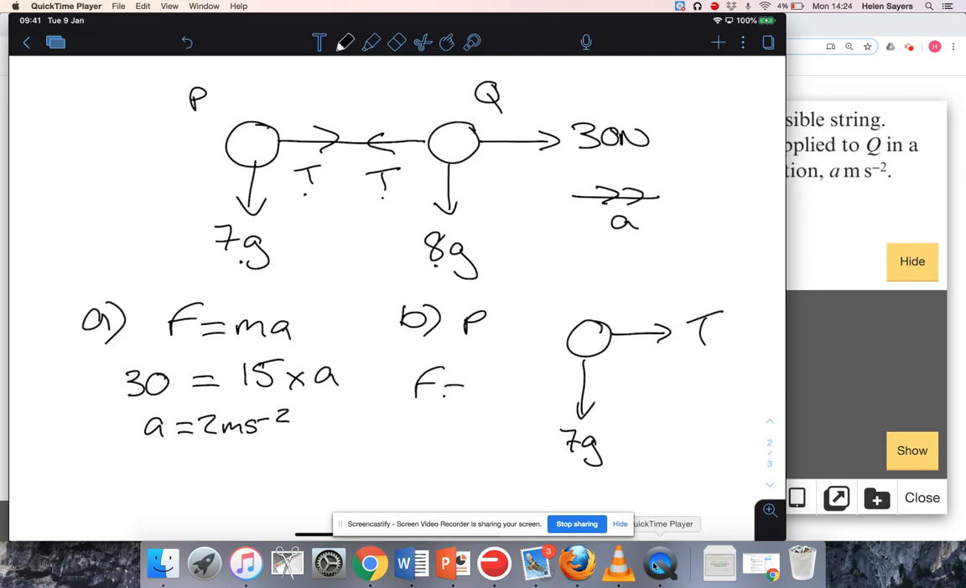So if I do F equals ma just on P, the only force acting on P is the tension, the mass of P is 7 kilograms, we've just worked out that the acceleration is 2, and obviously every part of that body is moving with an acceleration of 2 meters a second squared, so the tension is 14 newtons.